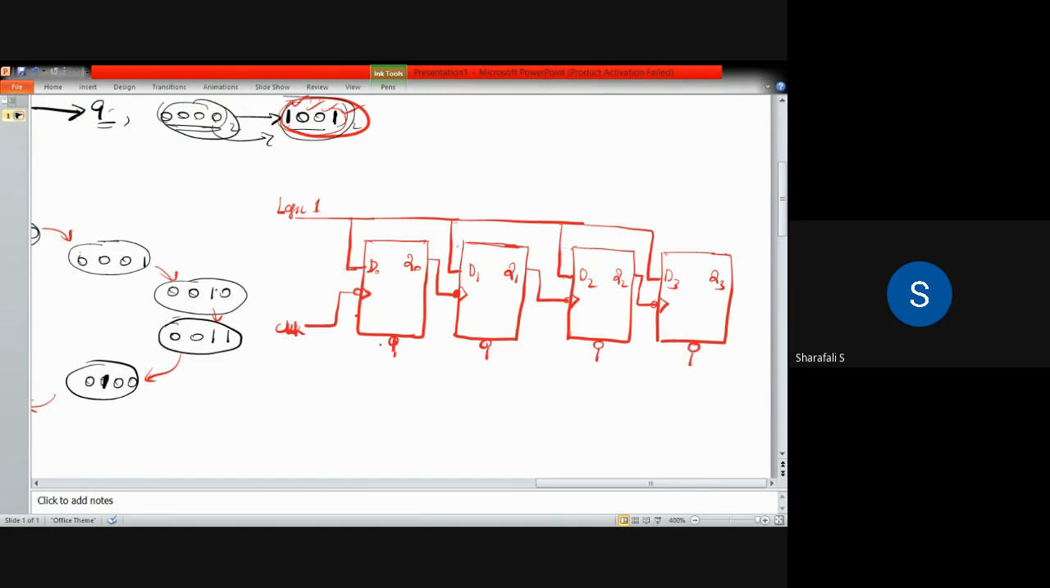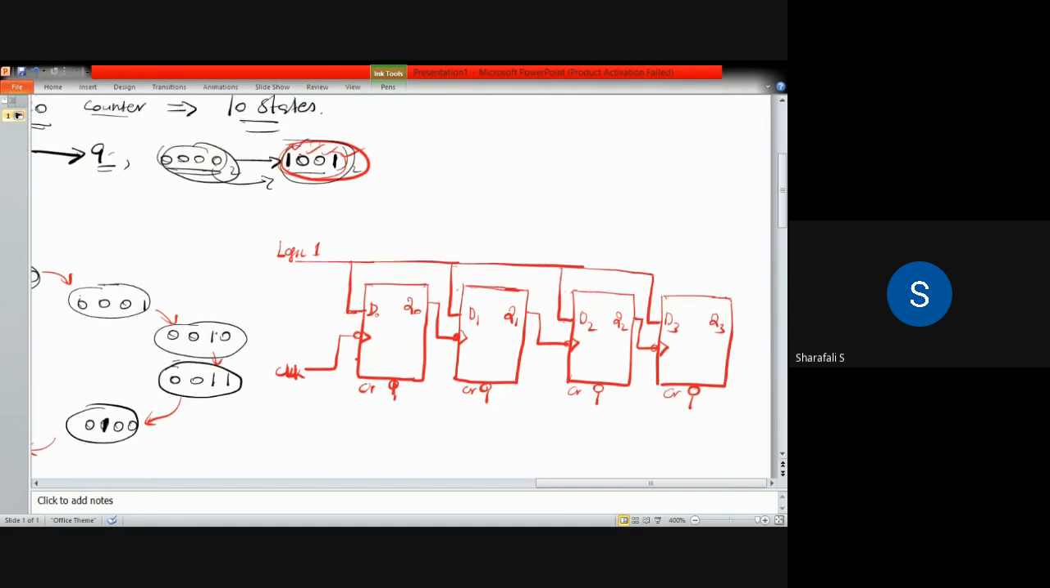So this is nothing but your clear command. Clear. You can write CLR instead of CR. I'm just writing it here. So that is nothing but your clear command. And when you require to stop, or when you require to again go to 0, we need from 0000 to 1001.